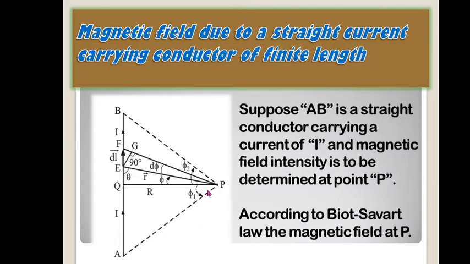Here the angle I have considered is the general angle, phi. Due to the small length element, instead of phi I have considered d phi. Now phi 1 and phi 2: I have considered half of this current carrying conductor, that is QA for the phi 1 angle, and for BPQ, this is phi 2.